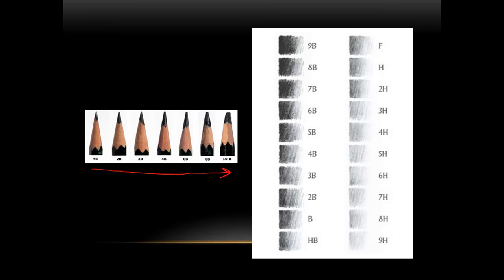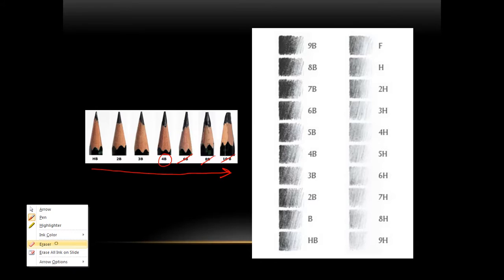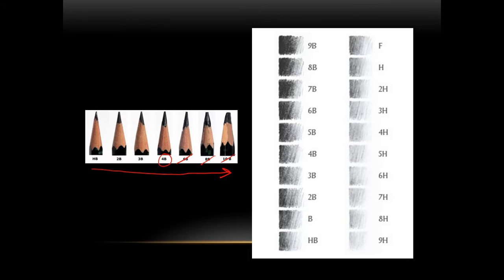HB, 2B, 3B, 4B. My art teacher used to forbid us from using any of the softer pencils because we would ruin the drawing. So you really don't need much more than 4B for most drawing purposes. You hardly ever need them. But you can see just by looking at the pencil that these are softer pencils. They're almost like charcoal, and they come out very quickly.